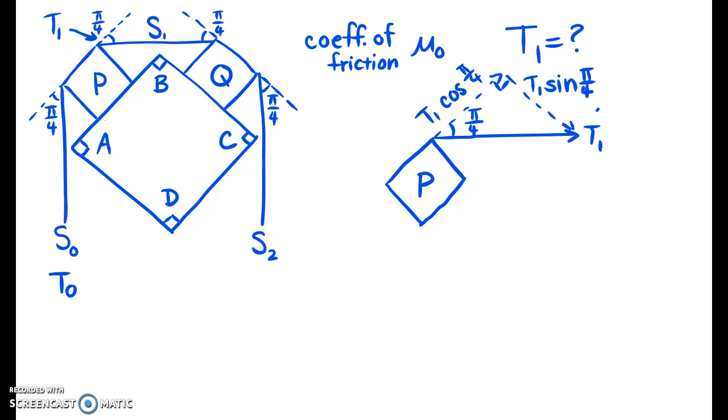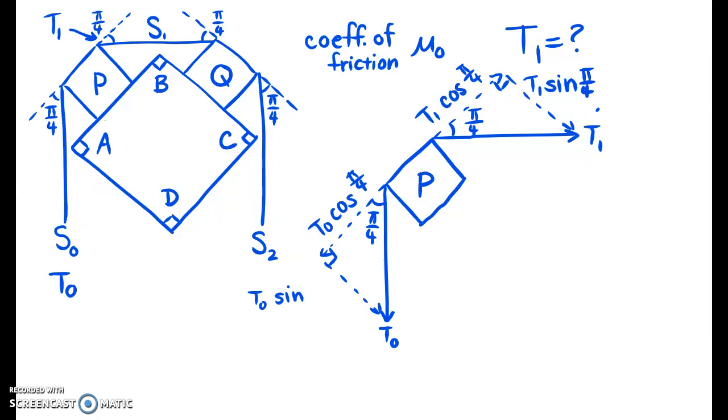Now we also have the force T0, so here is T0, and we can also split it into two components similar to T1, and our angle once again is pi over 4, so the component parallel is T0 cosine of pi over 4, and the component perpendicular to AB is T0 sine of pi over 4.